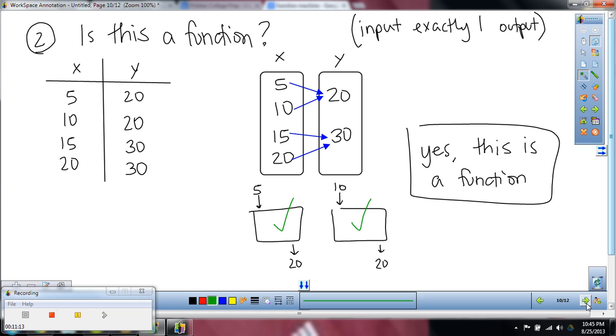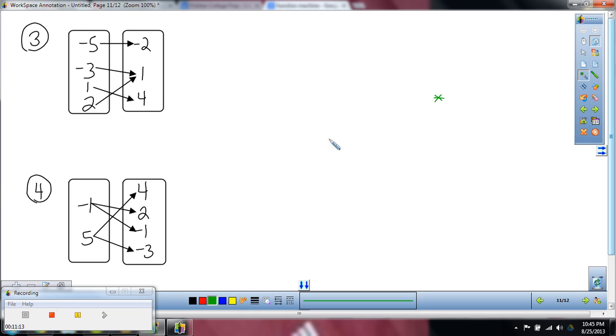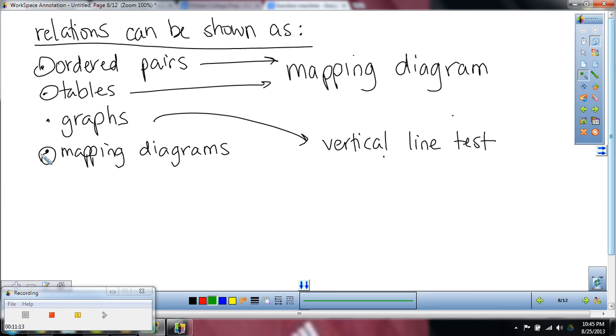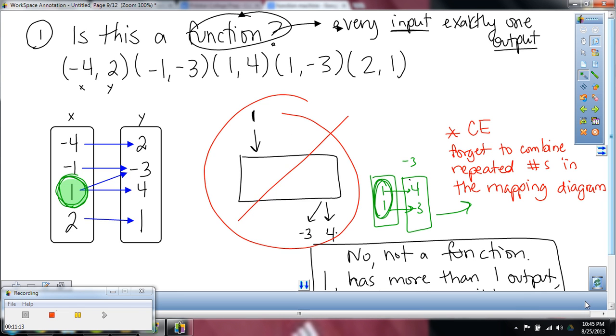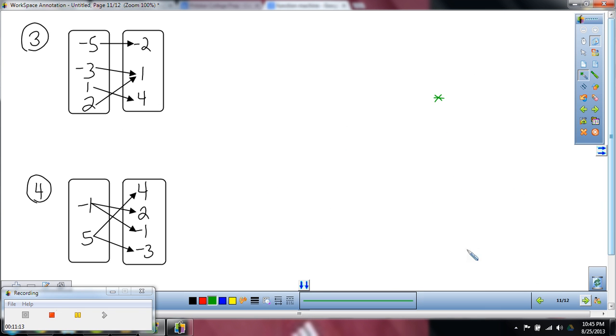Alright, let's look at another example. Now here they're just giving us mapping diagrams. And again, we can go back to the very beginning where a mapping diagram is what we've been using for ordered pairs and tables, so we can use it for mapping diagrams as well. Sometimes it'll just be given to us. Sometimes they are something that we have to create. So we need to be able to look at this and understand it. Alright, so let's think about this and see if we can make sense.